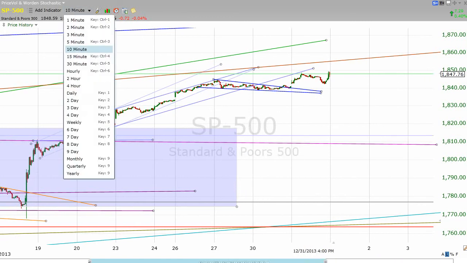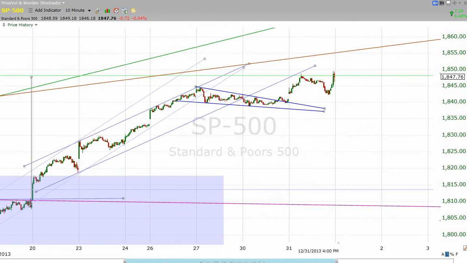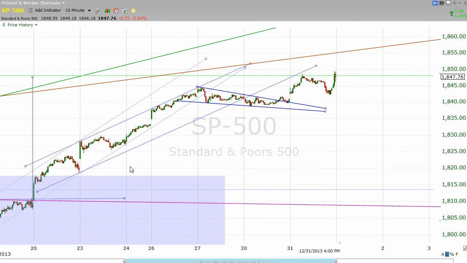Here, let me zoom in that way. Okay. So we broke out of the head and shoulders, started up in a pattern that looked like it could have been a couple of varieties of channels, but suffice it to say we went up, then sideways in a descending wedge type pattern, which would be a bull flag. Made the minimum target on the last trading day of 2013.